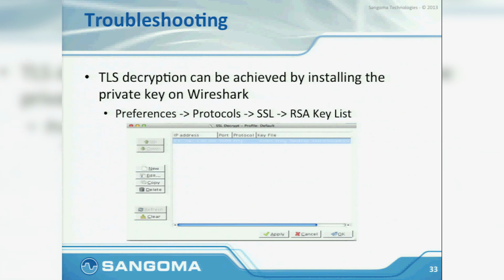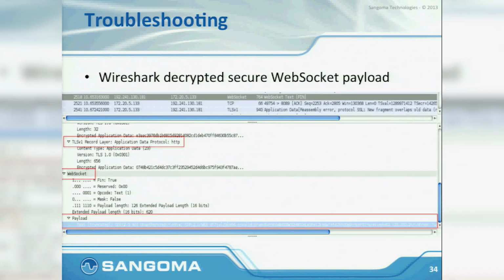Yep, this is just the Wireshark decrypted secure WebSocket payload. So once you load this key, you will see that it's a TLS record, but Wireshark is able to decode the payload, which probably you cannot see from where you are standing, but the payload has the full SIP packet in there. You can just copy and paste it, export it, so you can analyze it.